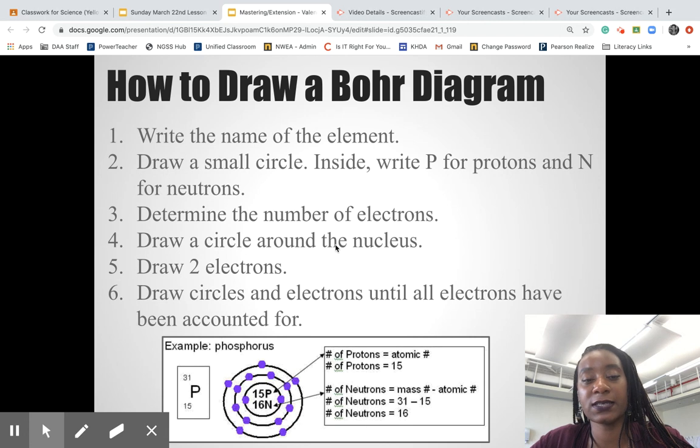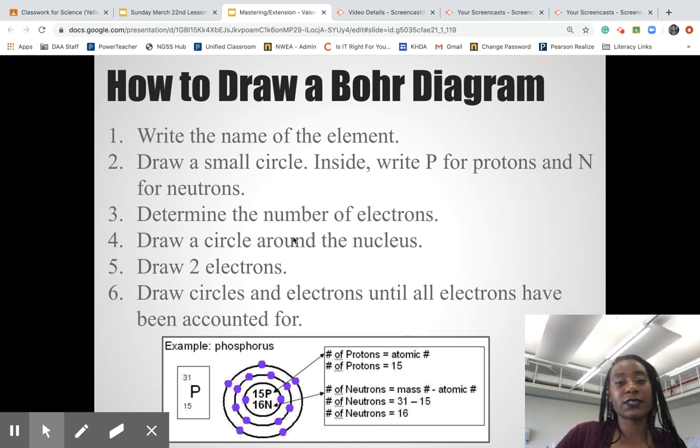Here are the steps on how to draw the Bohr diagram. We're going to use these steps on the next couple slides in order to draw a diagram. It is great to have scrap paper around the house or anything near you, so you can go ahead and pause the video now to make sure you have scrap paper so you can practice drawing these Bohr models with me.